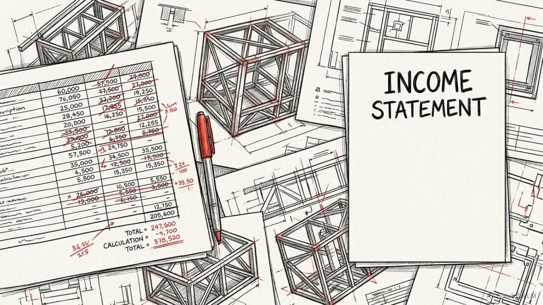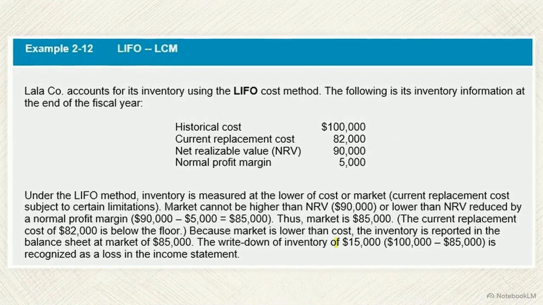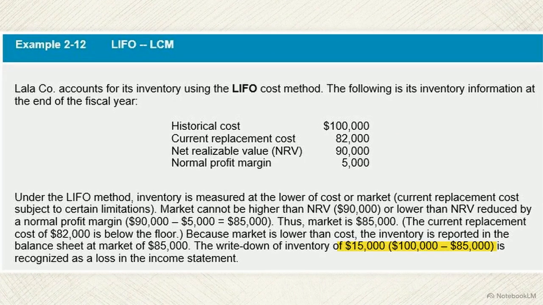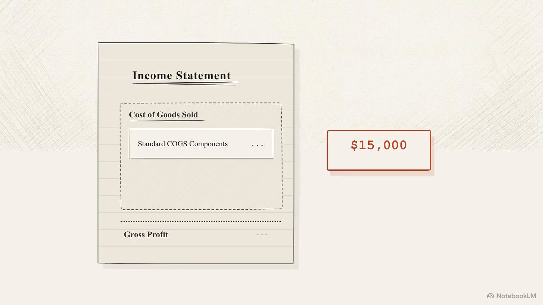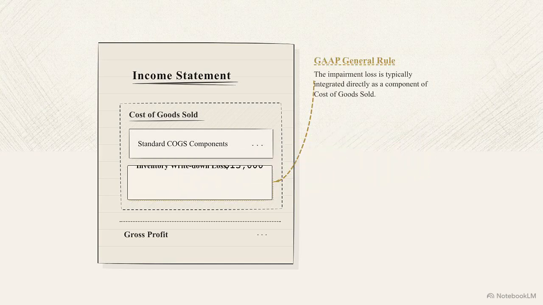Once the per-unit calculations are finished, the aggregate loss must be mapped onto the company's financial statements. This summary from Lala Company shows a finalized discrepancy. Their total inventory cost is $100,000, but the total calculated market value is only $85,000, creating a $15,000 write-down. By default, this $15,000 loss is not isolated. GAAP rules generally direct accountants to bury the impairment as a component of cost of goods sold.